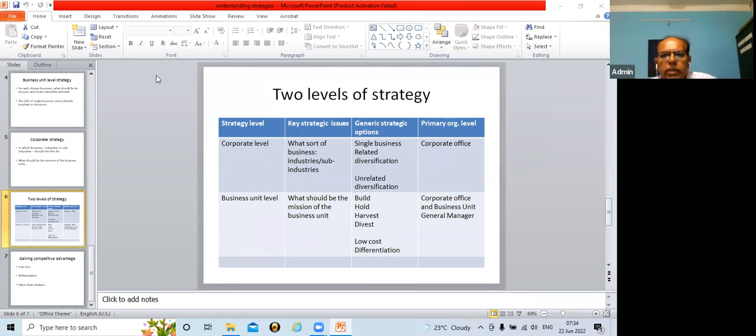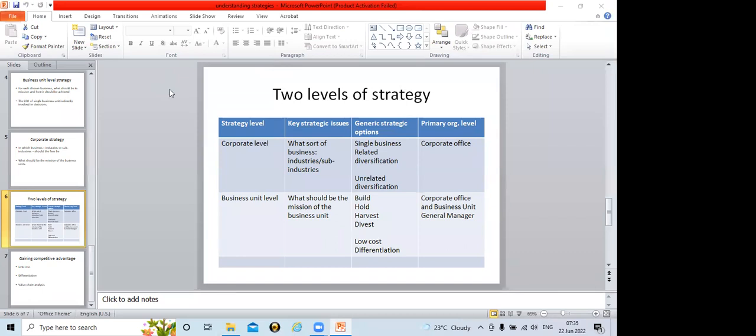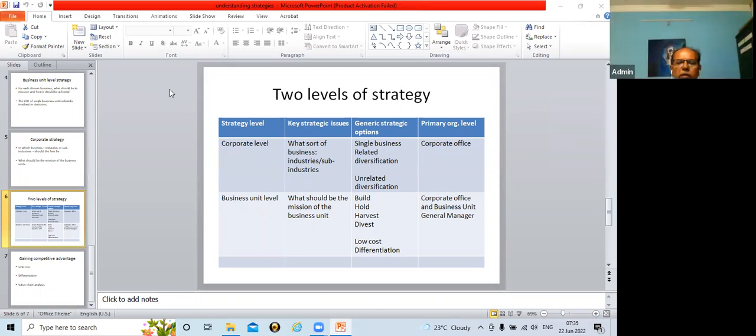Two-level strategy is nothing but the strategy which is developed at business unit level and the strategy at corporate level. That is two-level strategy. Just now we discussed it, but now I am presenting it in the form of a table. Am I audible? Yes, sir. So I have read this slide. Have you read?